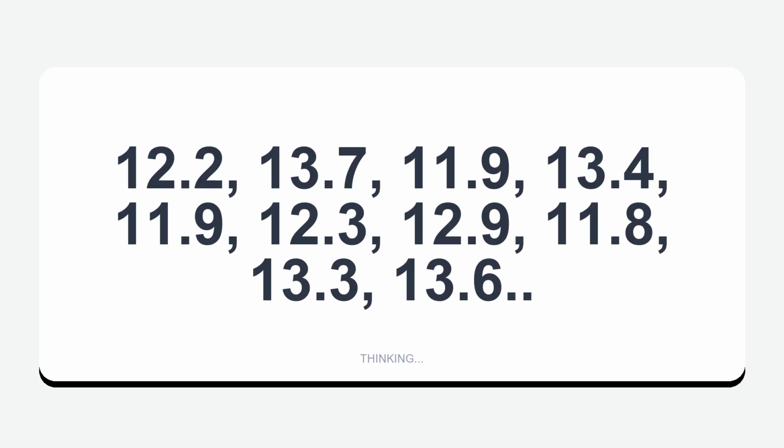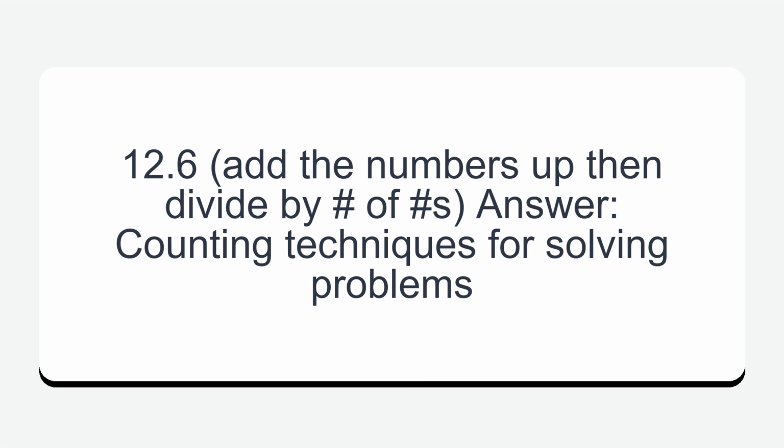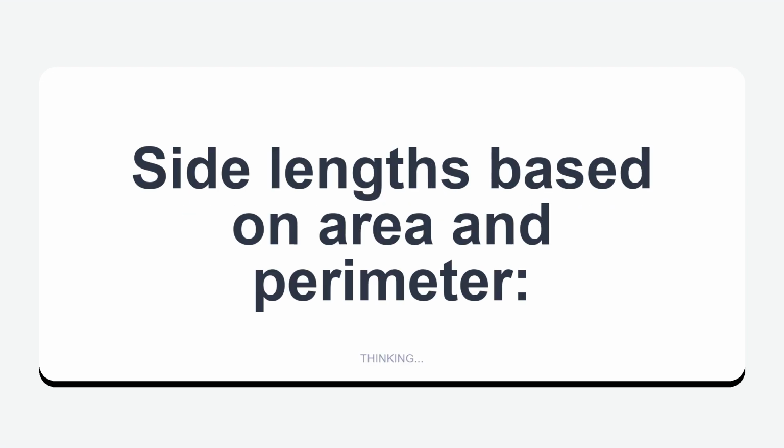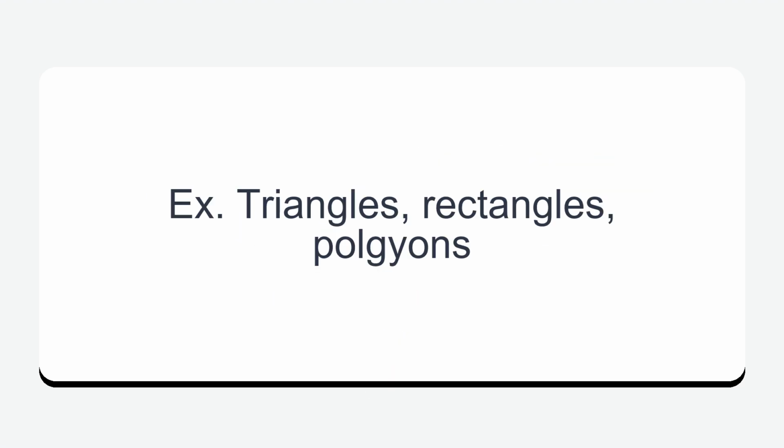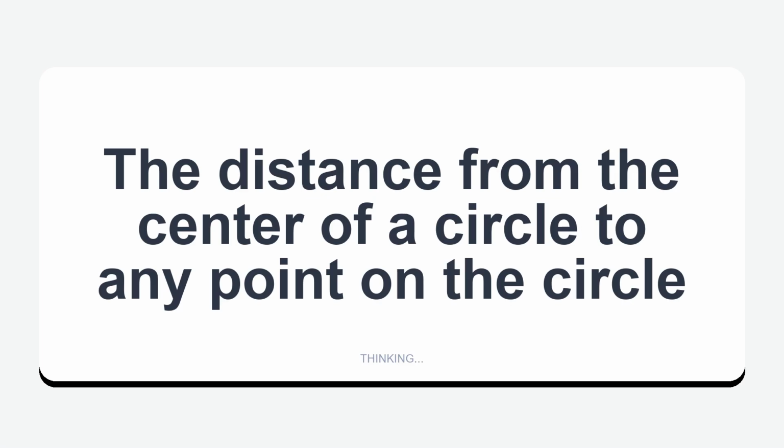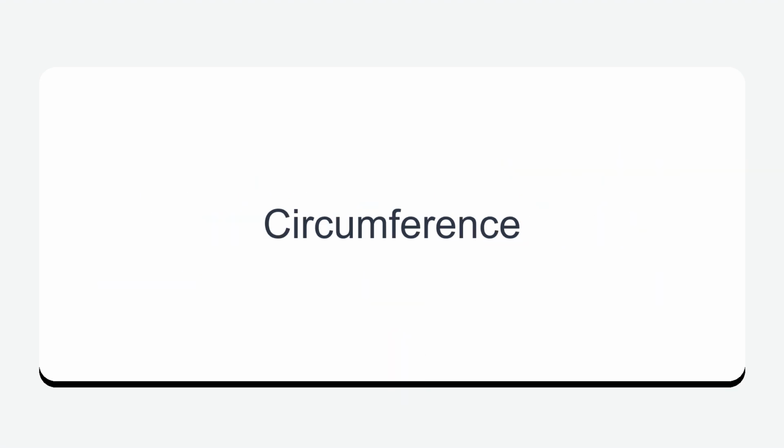12.2, 13.7, 11.9, 13.4, 11.9, 12.3, 12.9, 11.8, 13.3, 13.6. The mean is 12.6: add the numbers up, then divide by the number of values. Answer: counting techniques for solving problems. Side lengths based on area and perimeter. Triangles, rectangles, polygons. The distance from the center of a circle to any point on the circle. Circumference.